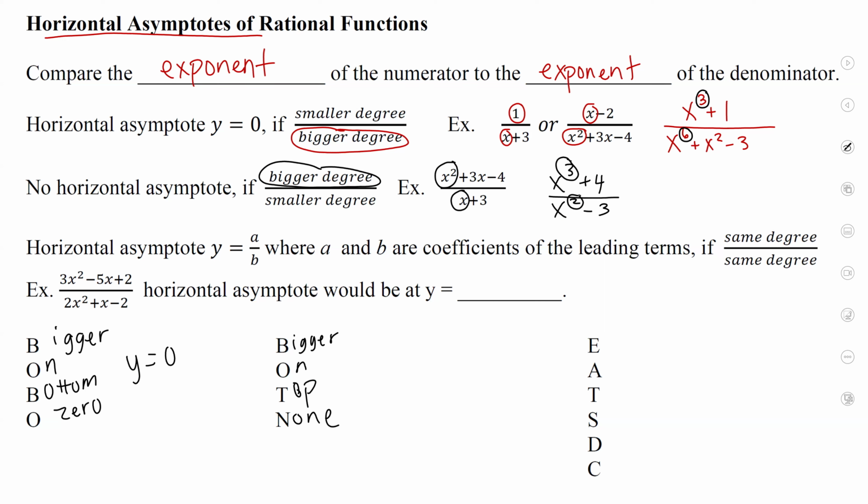Okay, the last one is if you have the same degree. So here's the example here. There's an x squared and an x squared. If your exponents are the same, your answer is just the coefficients. So the answer is 3/2. So exponents are the same. You divide the coefficients.